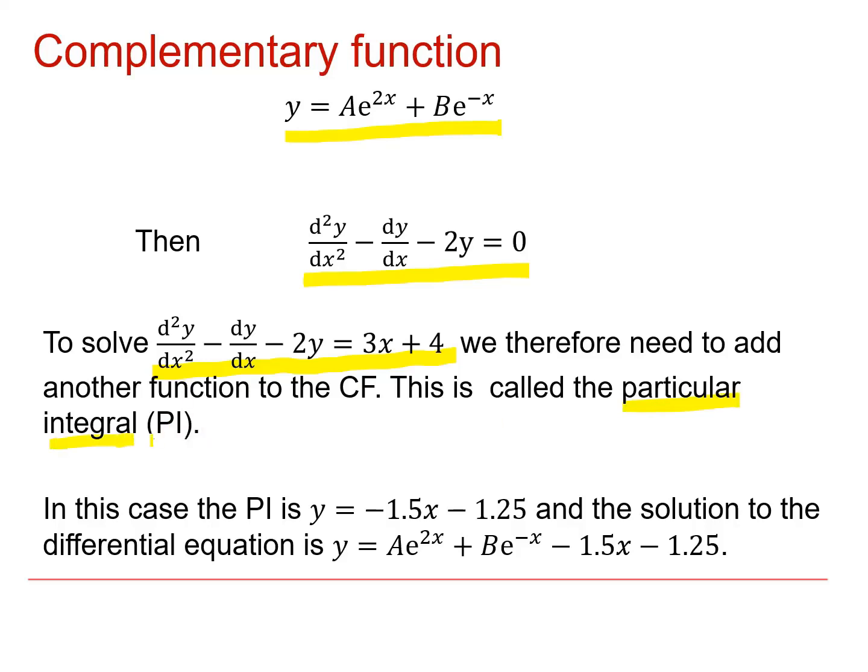And again, we're going to give that letters. We're going to call that PI. Now in this particular example, the particular integral turns out to be this function, minus 1.5x minus 1.25. And so the general solution for the whole differential equation is equal to this. And again, you could verify this solution by differentiating a couple of times and plugging everything into this equation up here and seeing that it does actually work out.